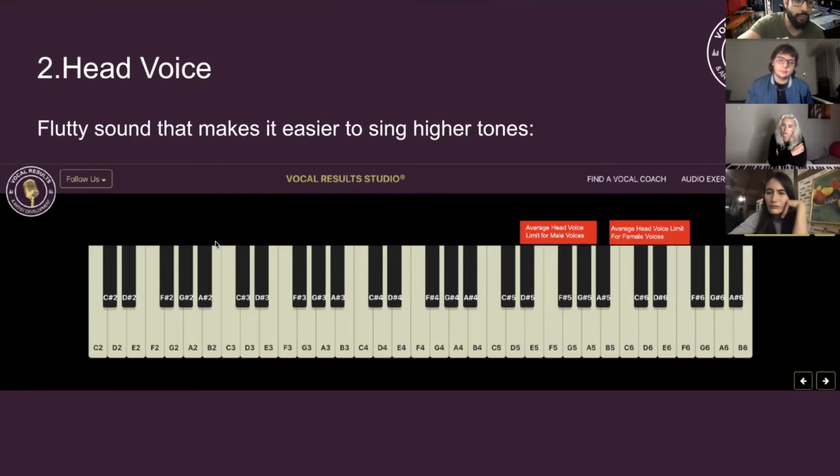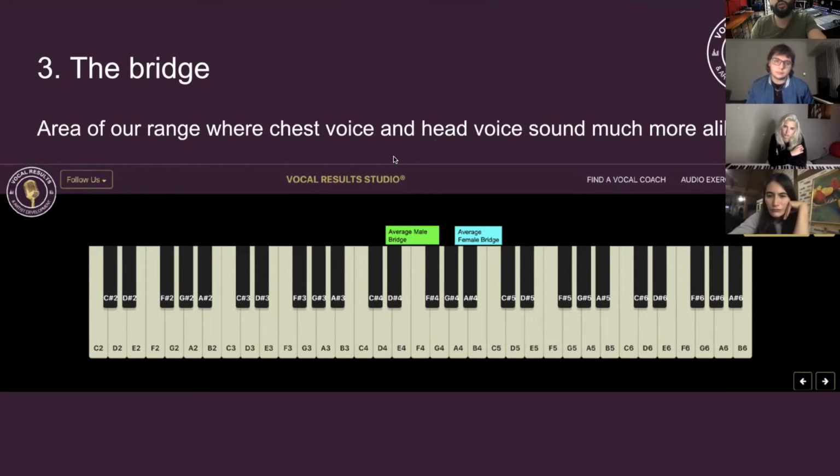So for me, the bridge is the area where your chest voice and your head voice sound much more alike. If I sing this note, which is F sharp 4, in head voice, and I sing it in chest voice, the sound is much more alike than if I sing, for instance, a C sharp 4. It's too low for me, and if I try singing chest voice, it sounds completely different. So this gives us an opportunity when you're crossing that area, then you can blend the two. And that's what we call mixed voice.